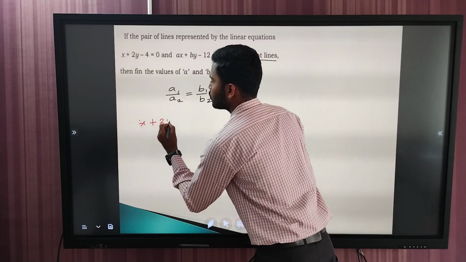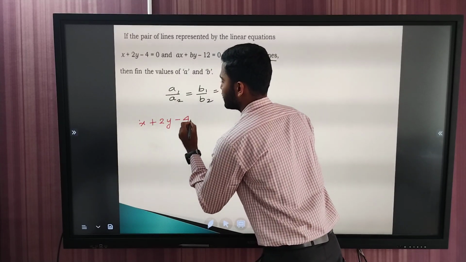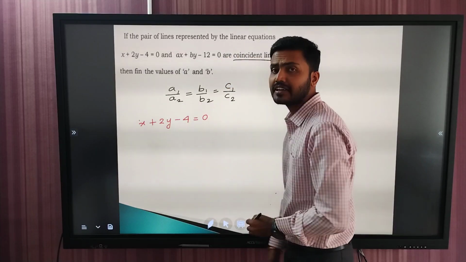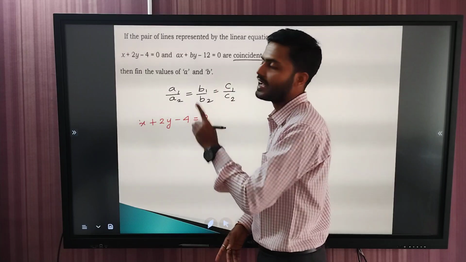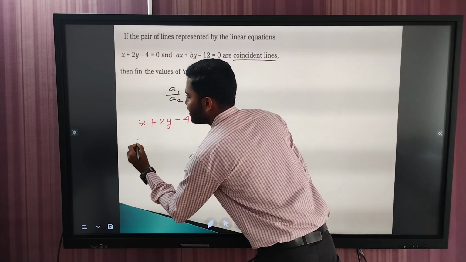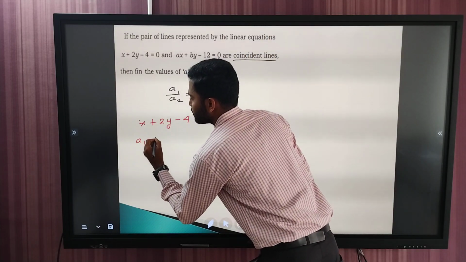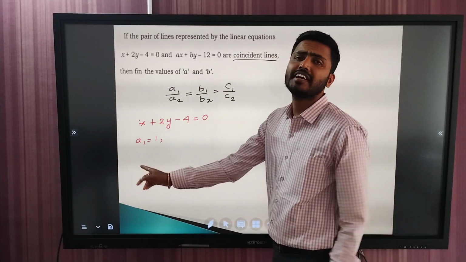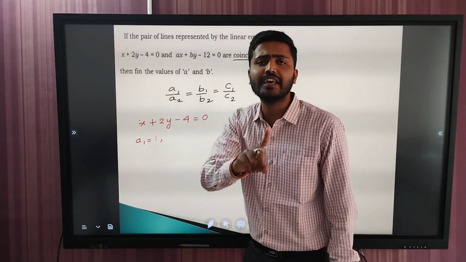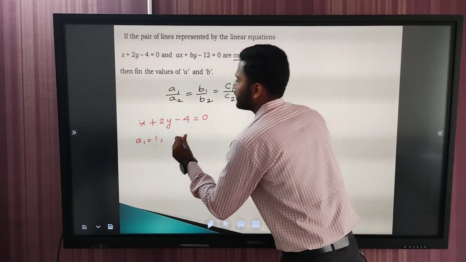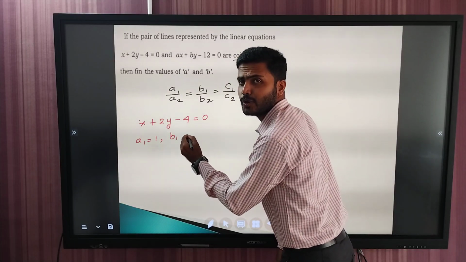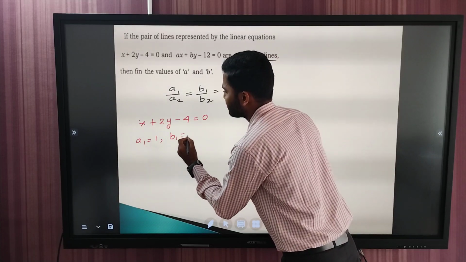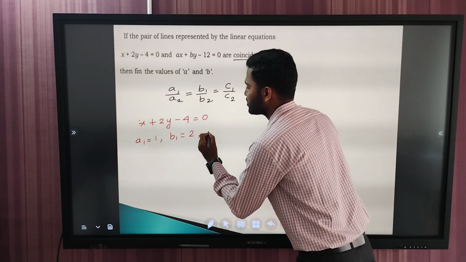So x plus 2y minus 4 is equal to 0. Now let us write down the values of a1, b1 and c1. So a1 is going to be equal to 1. The coefficient of x, if there is nothing, will always be 1. Correct? Then the coefficient of y, b1, is going to be 2, my dear students.